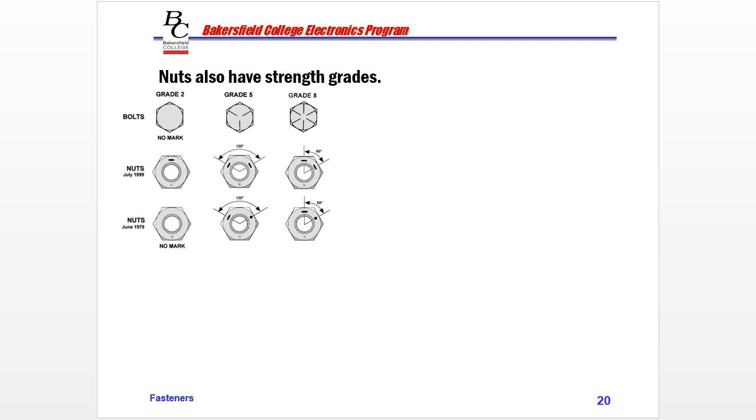Nuts also have strengths, just like the bolts are marked. So you can see the bolts are marked here. These are the bolt heads. And the nuts have lines in them. For grade 2, after June 1979, we have no mark on our nut. Grade 6 has 2 marks, 120 degrees apart. And then grade 8 has 2 marks, but they're right next to each other on the facing sides of the hex head.